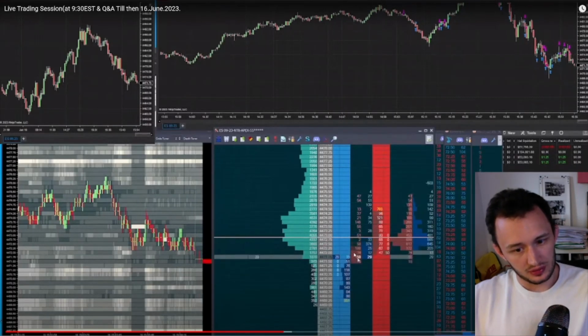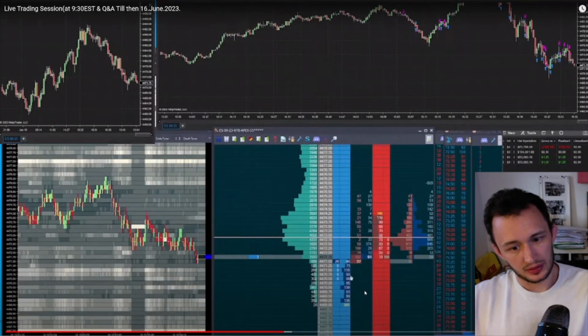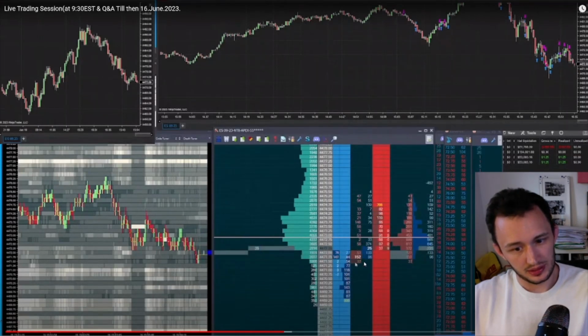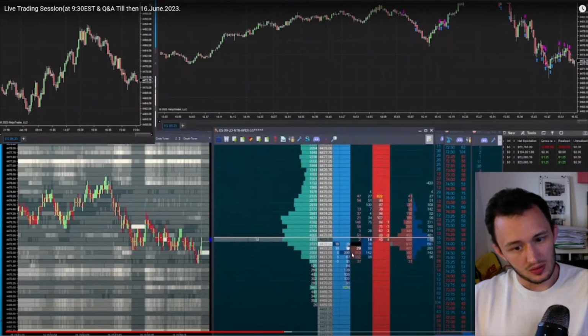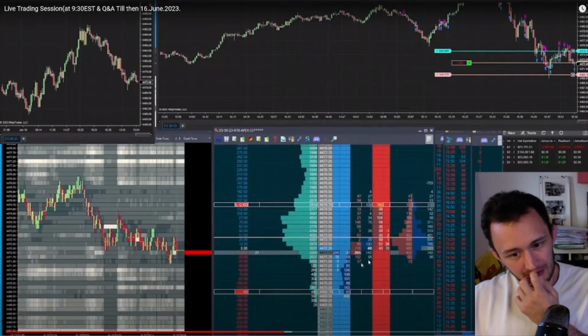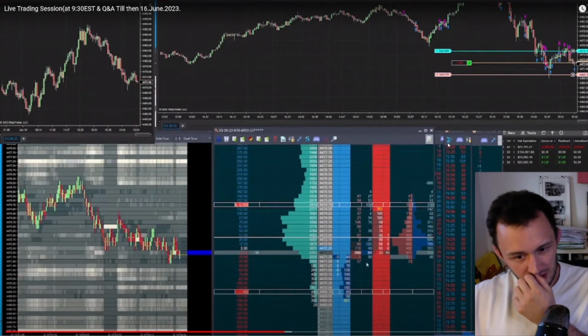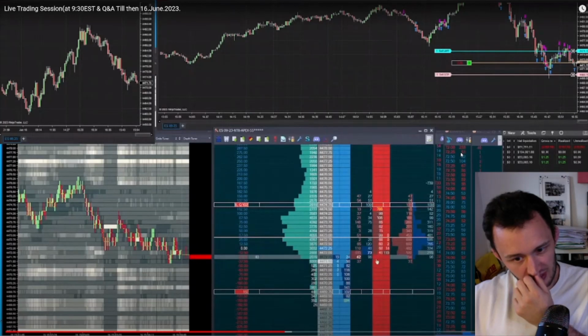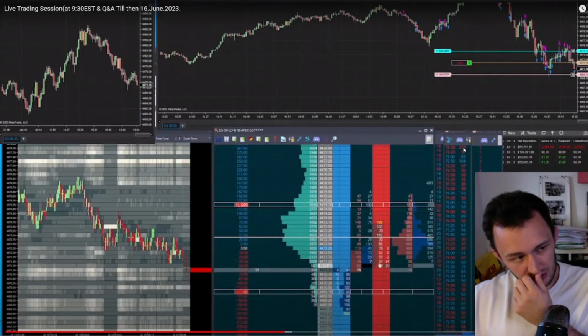So I'm waiting for a flush down here to enter. And then obviously I want to see a reclaim. So now that's okay for me. It wasn't the fastest reclaim, so it isn't the best entry, but I think it's as good as it gets at this point. So I'm trying to get a long fill here, getting a long fill. But just as I get the fill, while I was getting the fill, I do see a 233 lot seller.